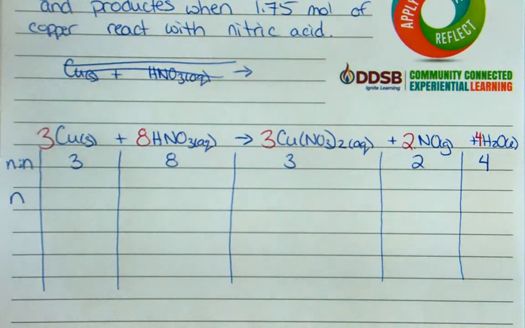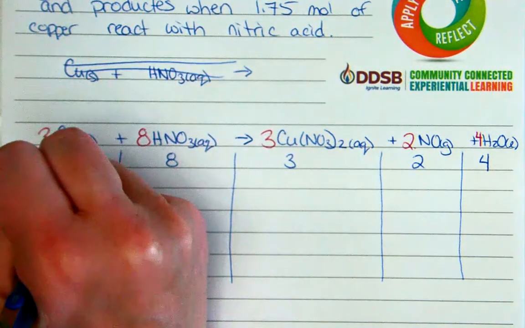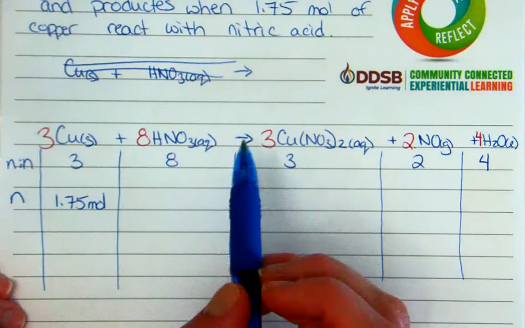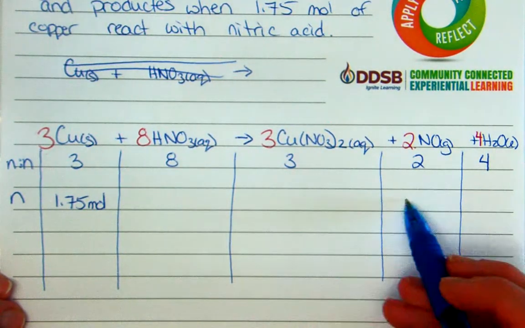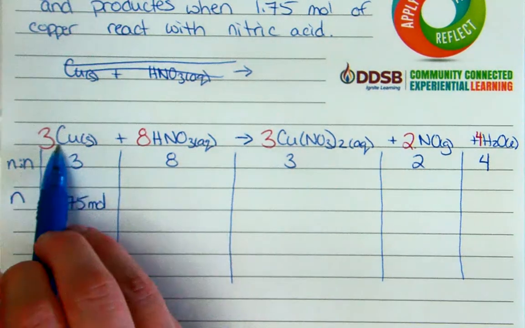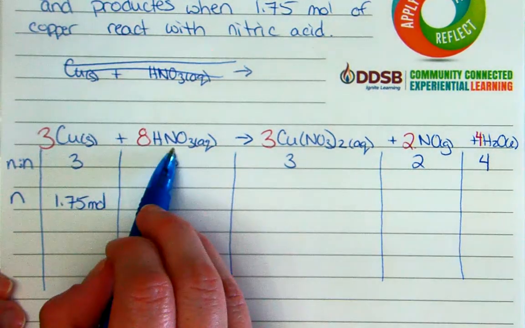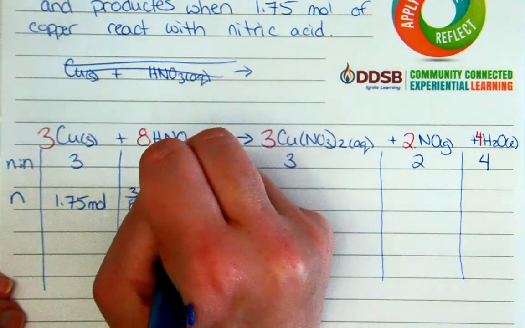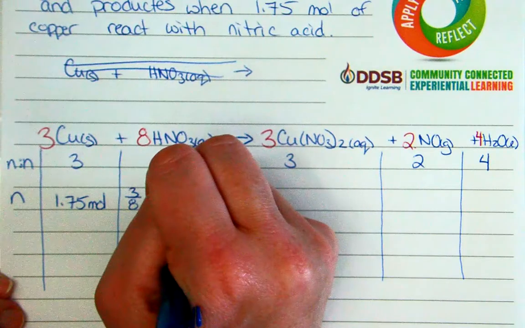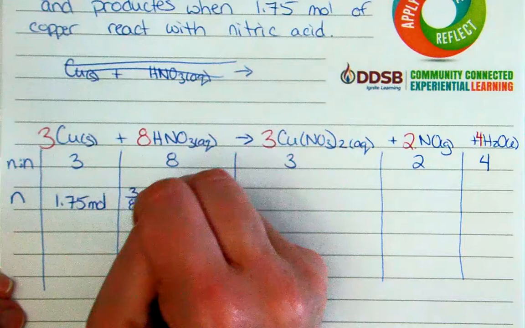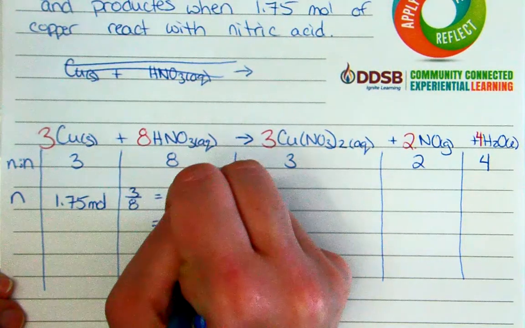What are the actual amounts that we have? Okay, we're starting with 1.75 moles of copper. So I can now calculate all of these missing values using a mole-to-mole ratio. So if I say copper to nitric acid, well, that would be 3 over 8 equals 1.75 over X moles. And I'm going to find that that gives me 4.67 moles.